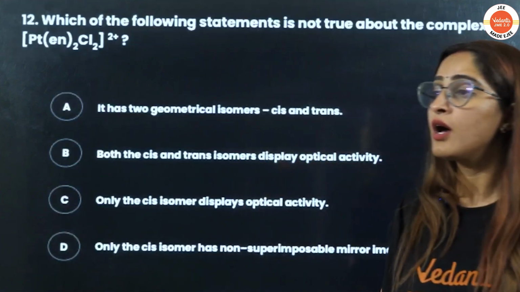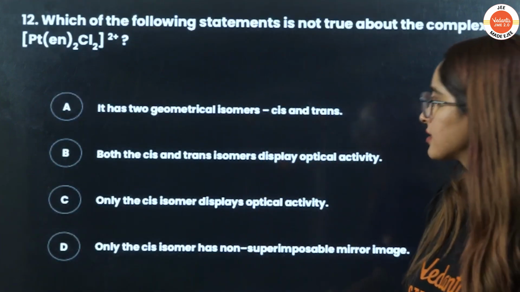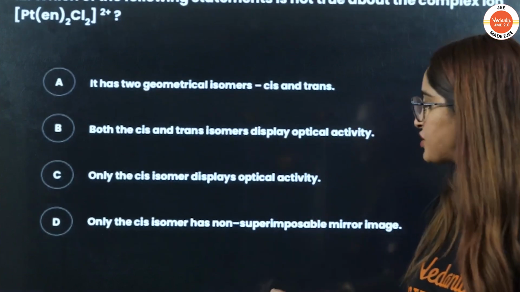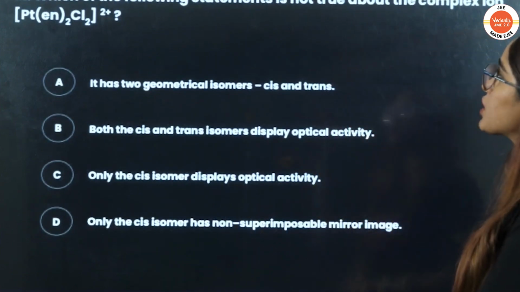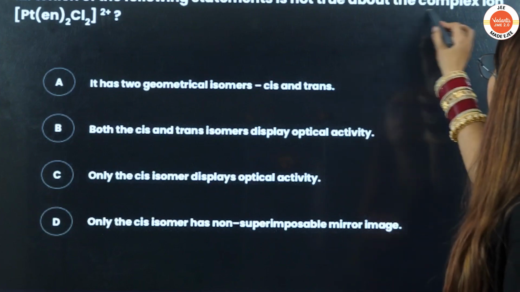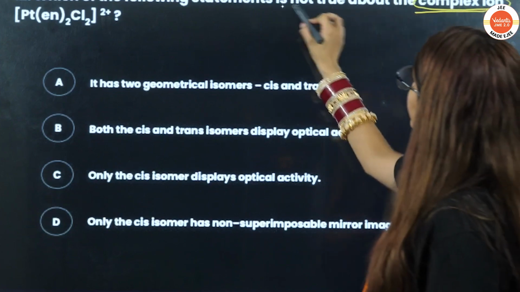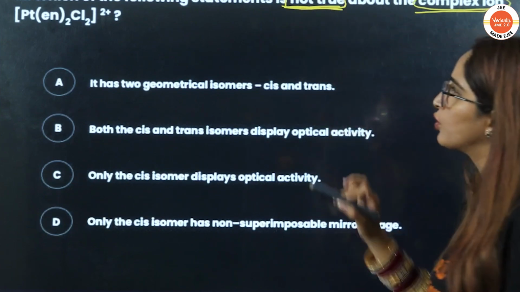Okay, those who don't know what en is, we won't be able to answer this. It's a very easy, good question, right? But I would say you need to have knowledge about it. Which of the following statements is not true about the complex? Here is where you can get stuck: it asks which is not true, right?